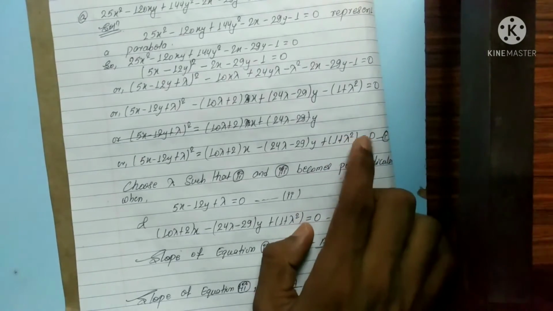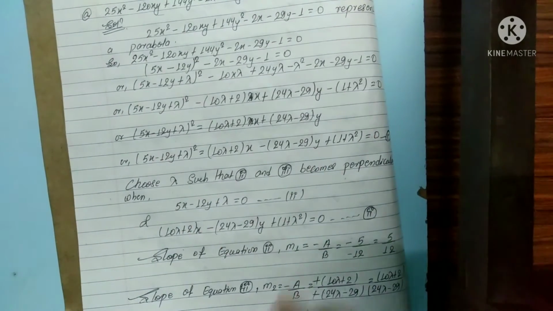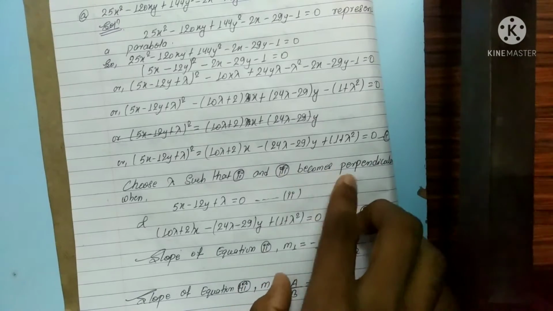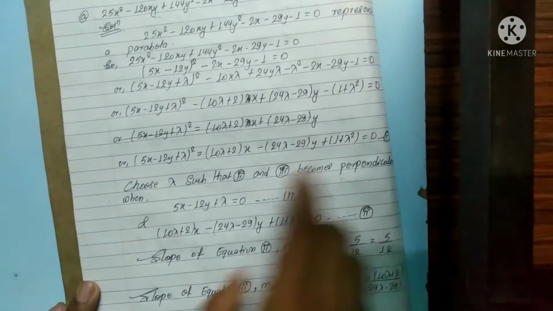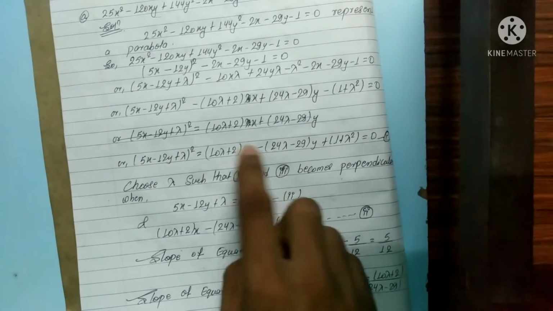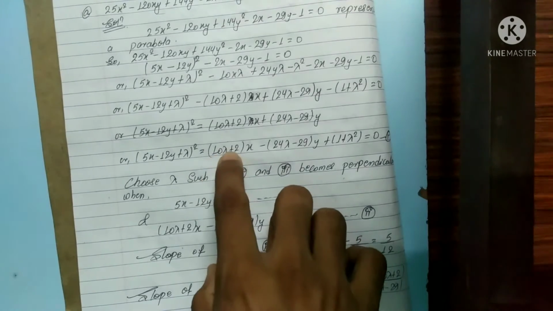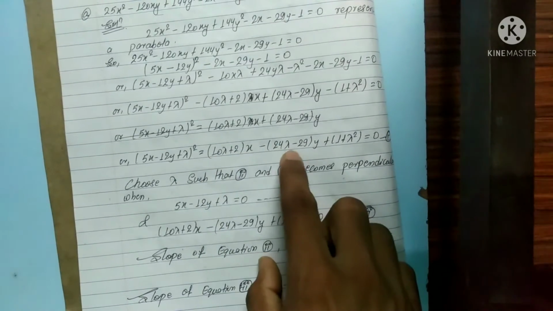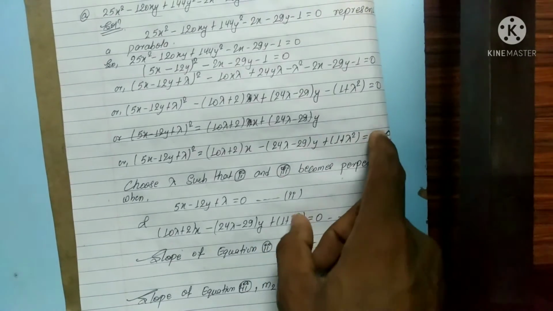We write it as equation 1 and choose lambda such that equation 2 and equation 3 hold. First of all, we see in equation 1 and write 5x minus 12y plus lambda is equal to 0, which is equation 2, and 10 lambda plus 2 x minus 24 lambda minus 29y plus 1 plus lambda square is equal to 0, equation 3.